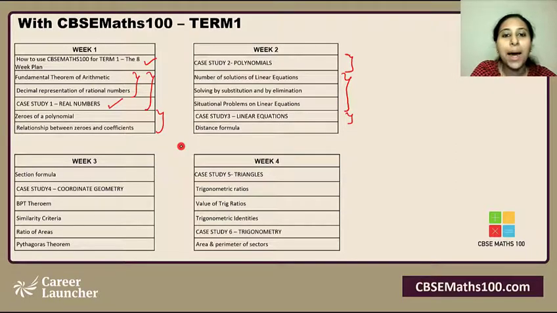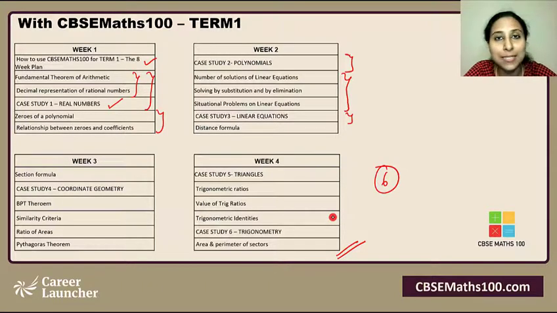In this way, by the end of week 4, you would have covered 6 chapters. 6 chapters, that is real numbers, linear equations, polynomials, coordinate geometry, triangles, and trigonometry. This would get covered by the end of 4 weeks.